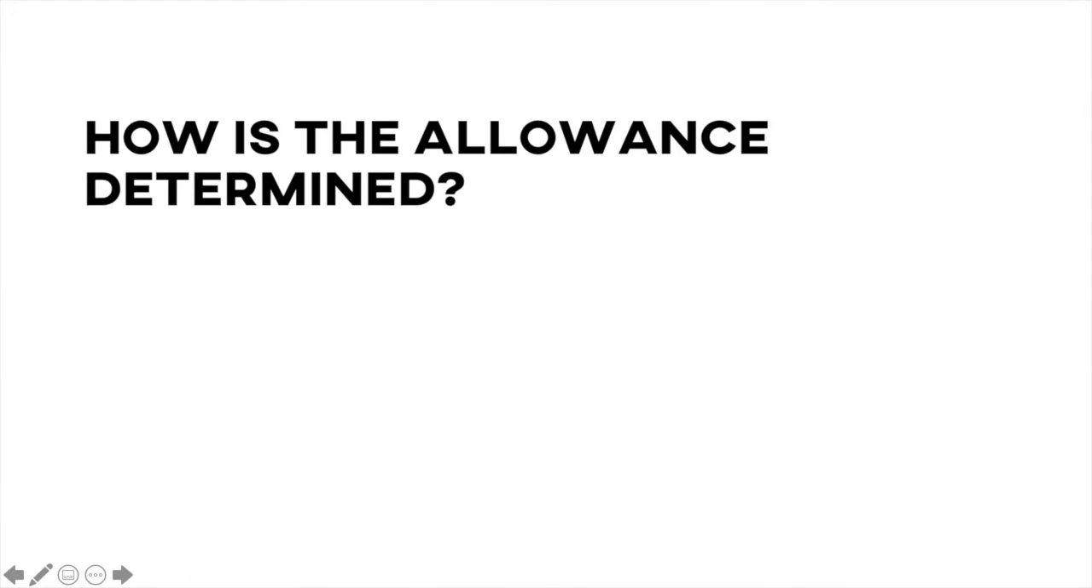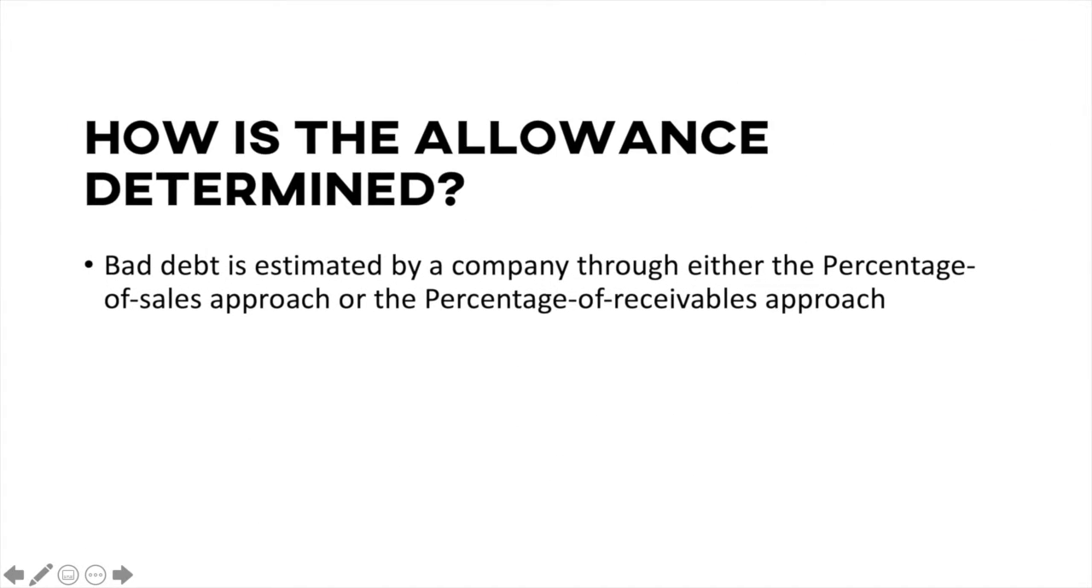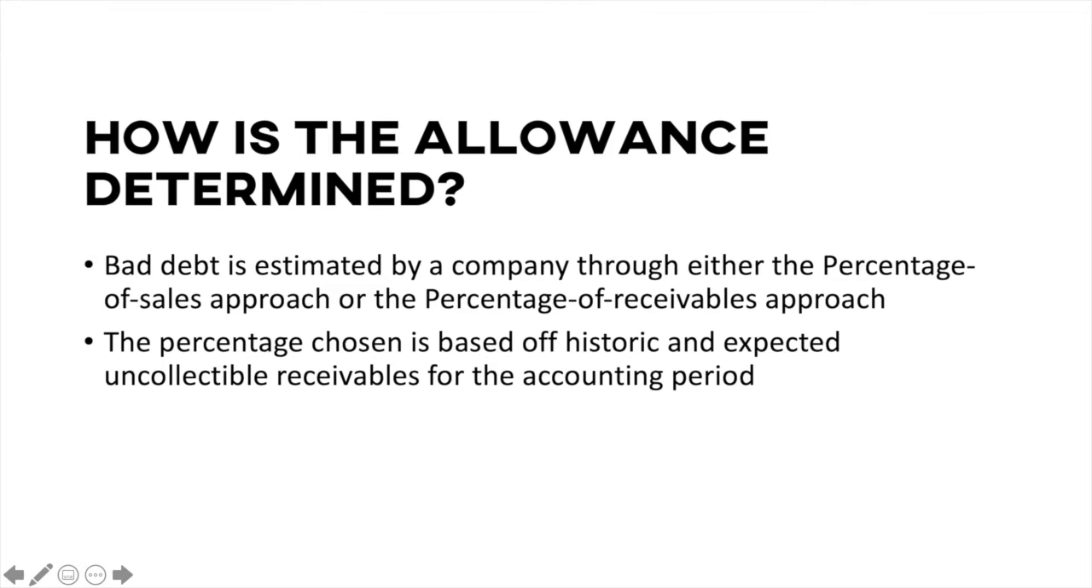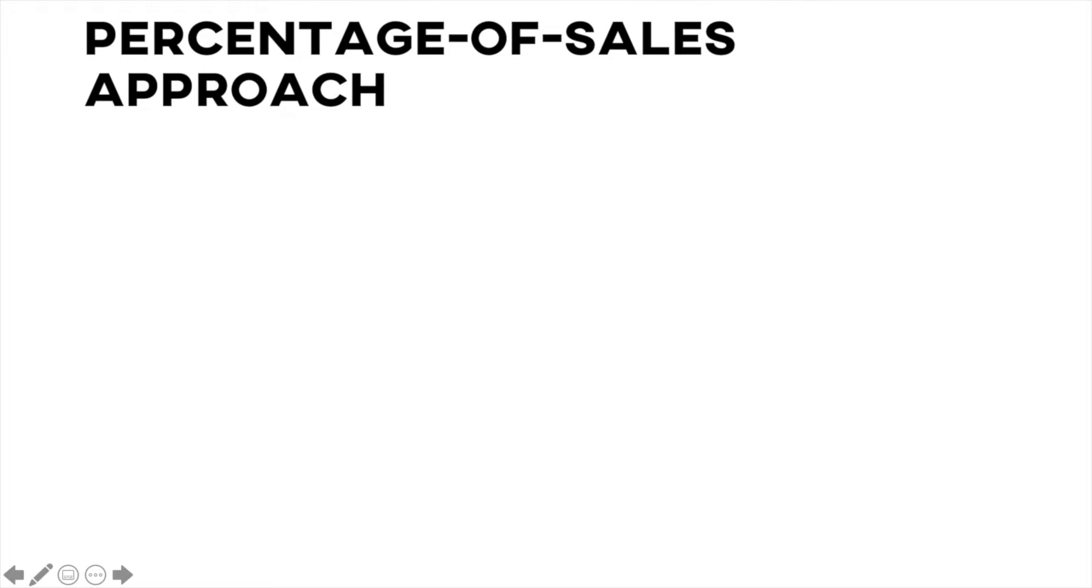How is the allowance determined? Bad debt is estimated by a company through either the percentage of sales approach or the percentage of receivables approach. The percentage is chosen based off historic and expected uncollectible receivables for the accounting period. Firstly, we'll talk about the percentage of sales approach.